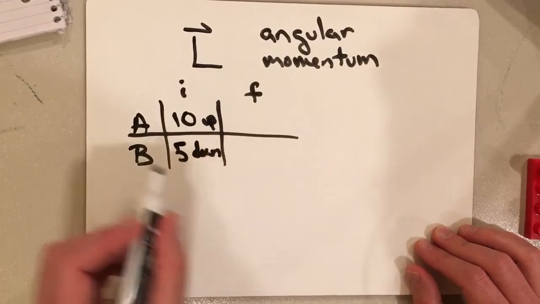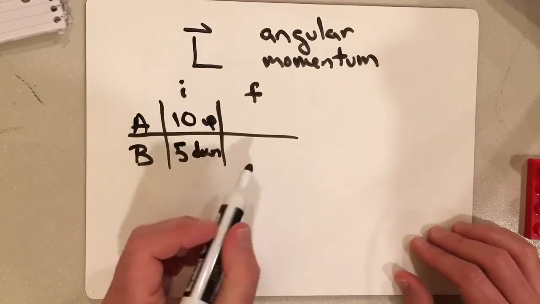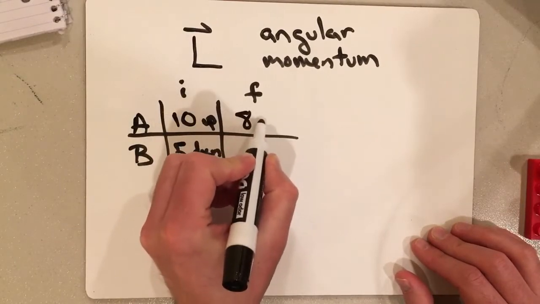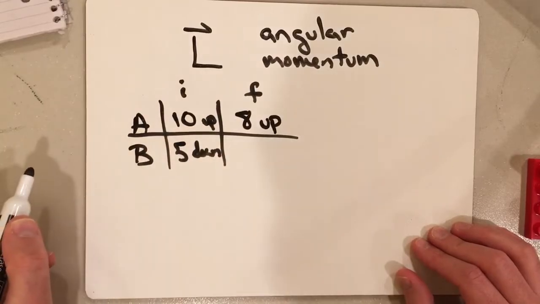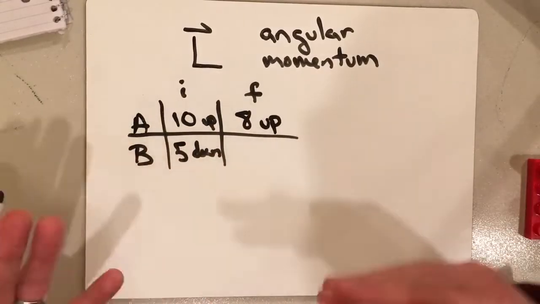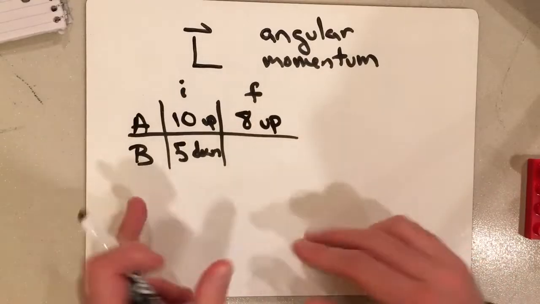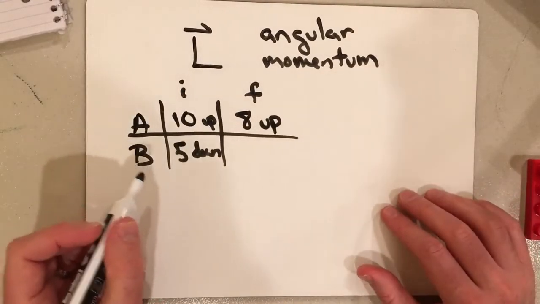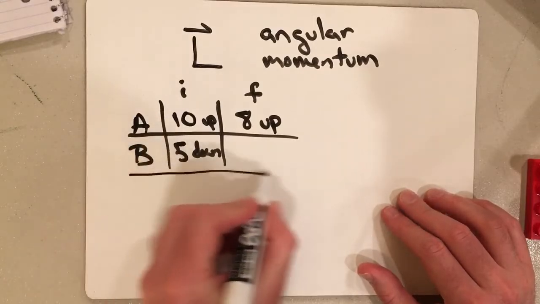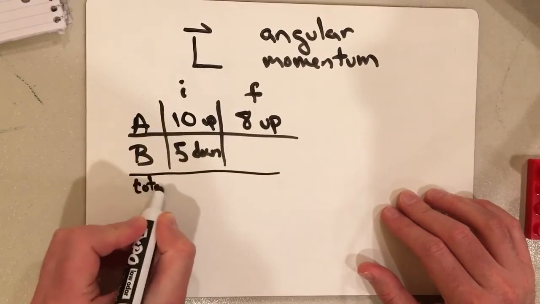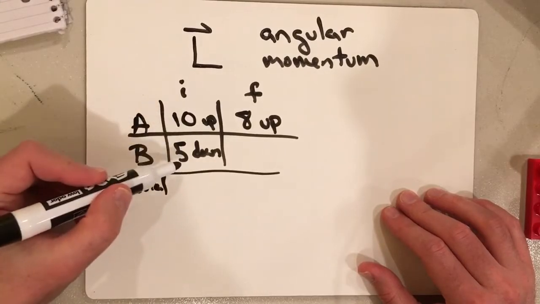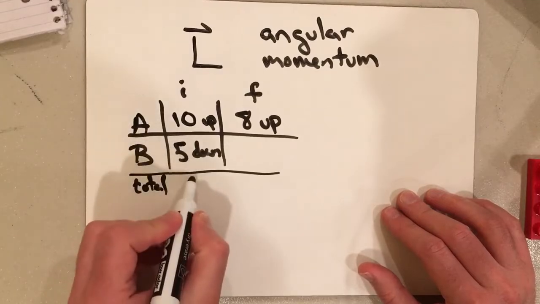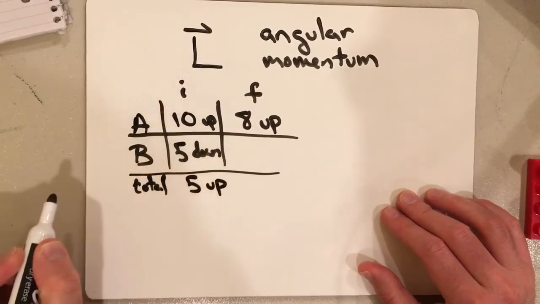Now, if sometime later I look at A and it has an angular momentum of, let's say, 8 up, well, the total amount of momentum can't change, so I can use this knowledge to figure out how much angular momentum B has. Now here, if you look at this, this is 10 up, this is 5 down, so we'll call down negative. That's going to be 10 minus 5. That means there's a total of 5 up.